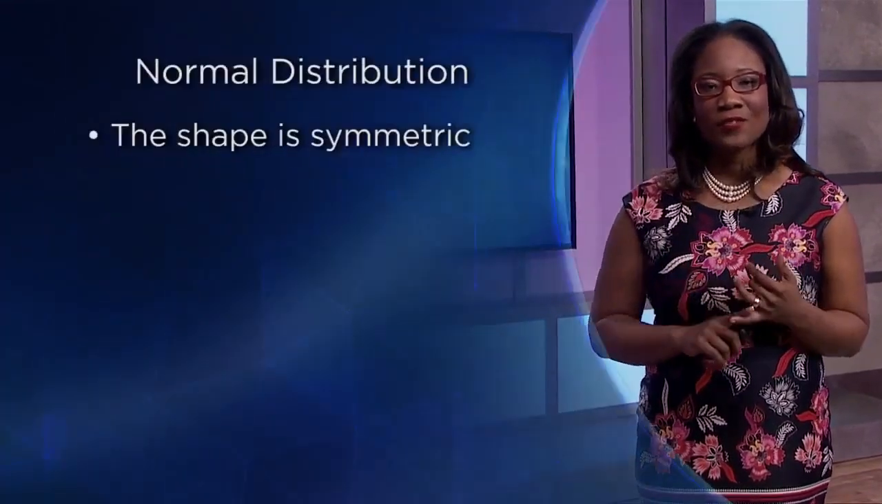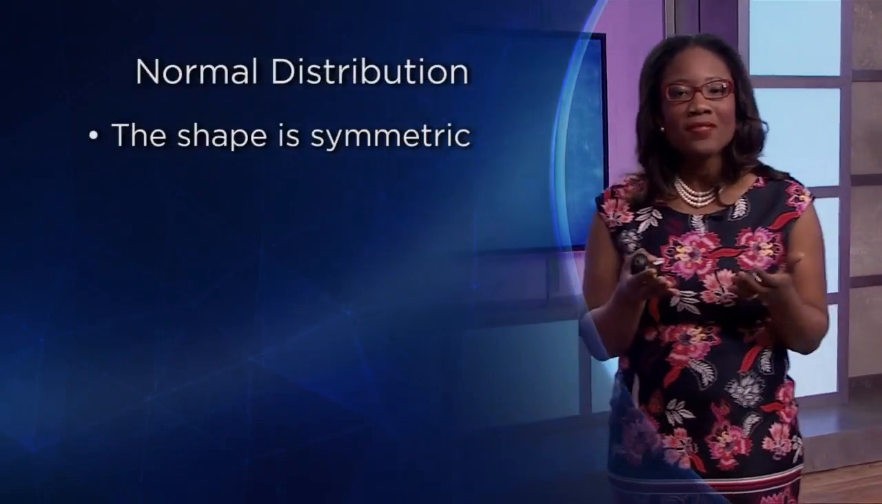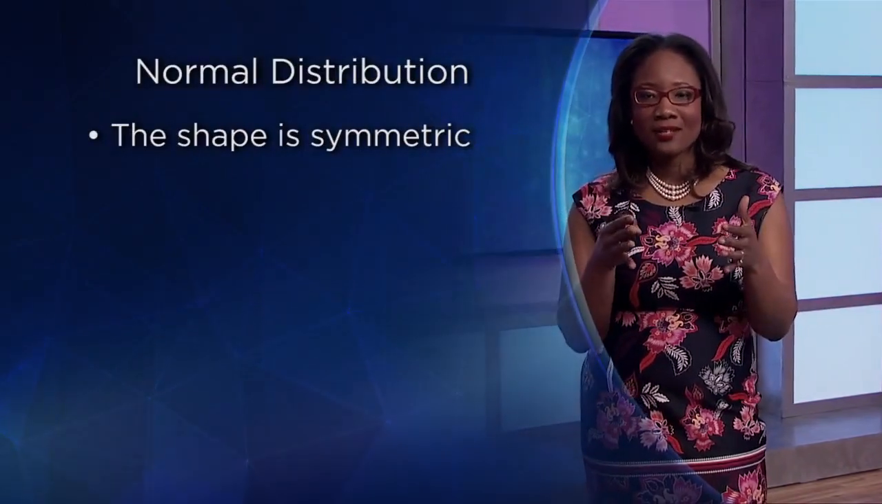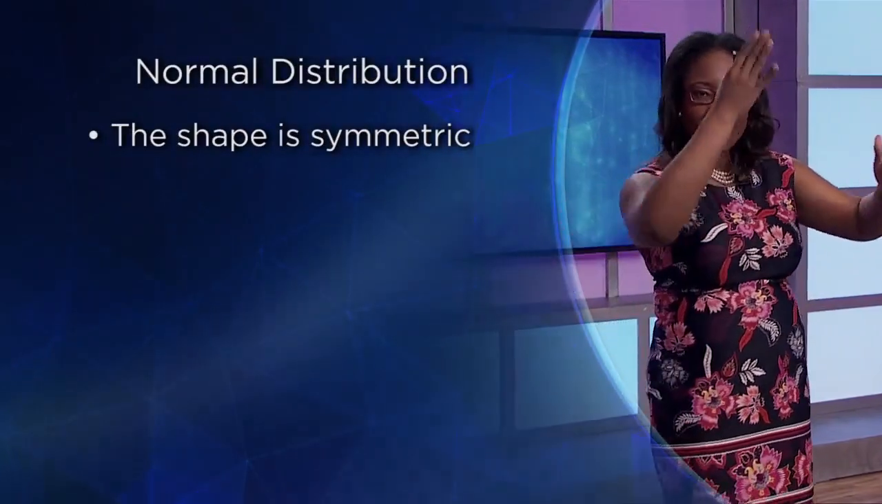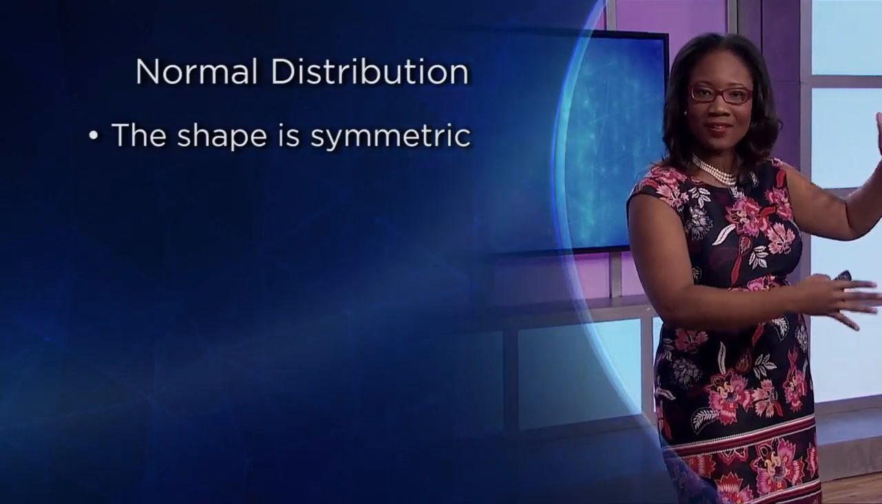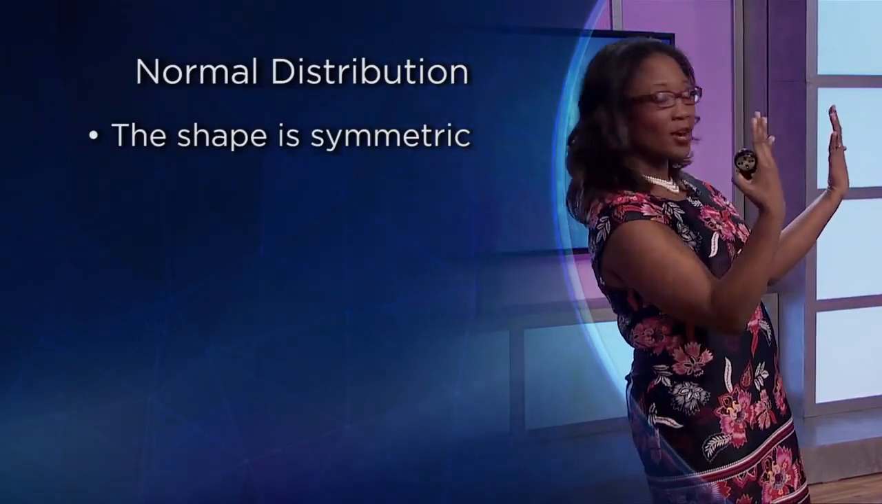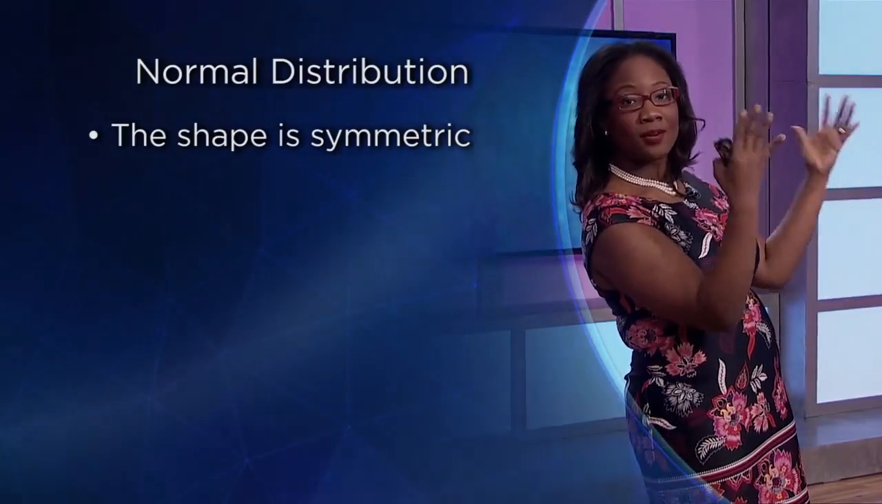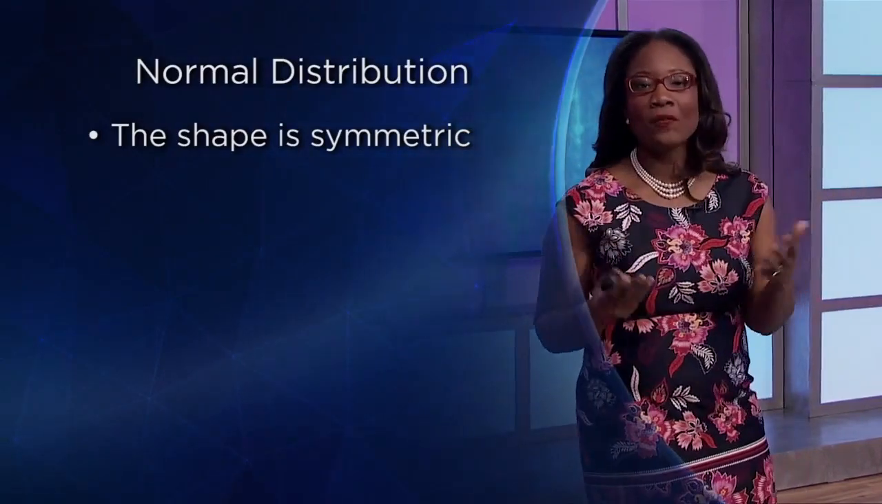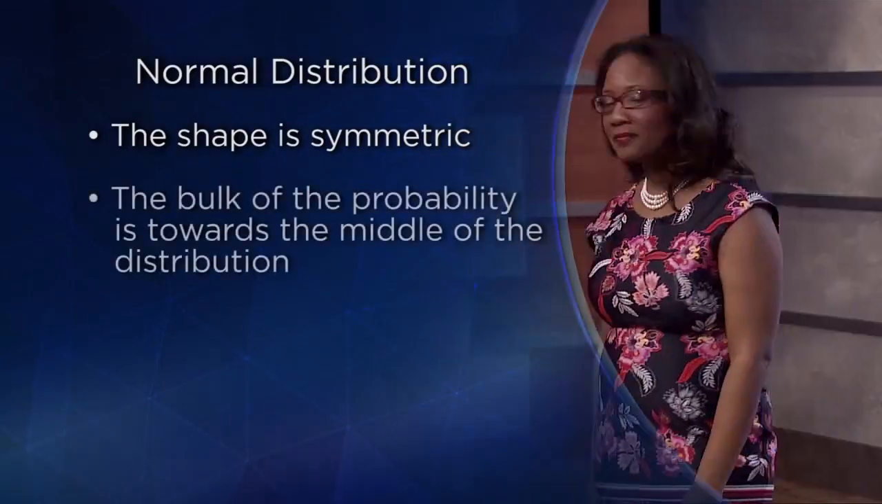Now, every normal distribution has certain properties that directly help us characterize it. Here's the first one. The shape of the distribution is symmetric, meaning if you were to cut this distribution in half, the left side would be a mirror image of the right side. You could fold it and they would overlap each other perfectly.